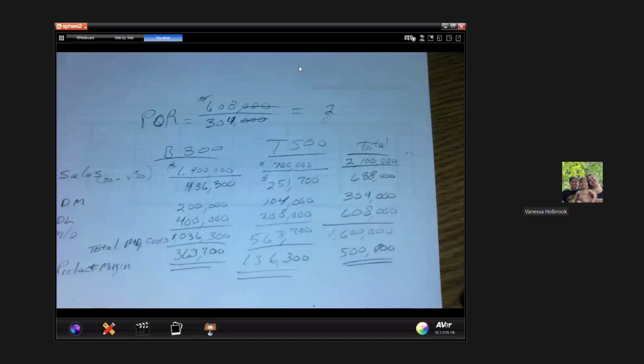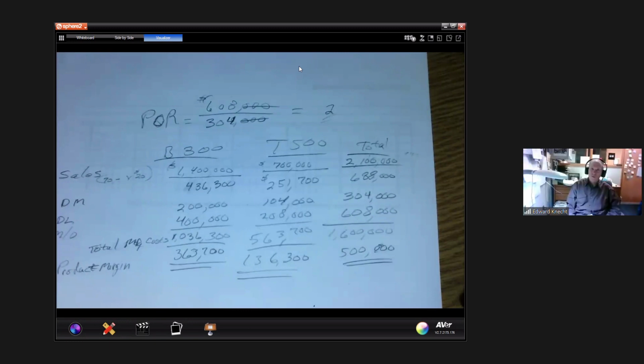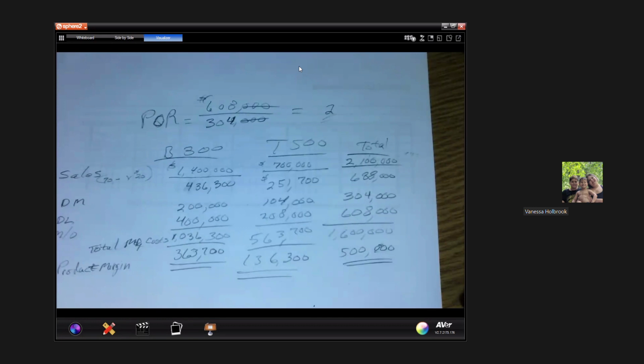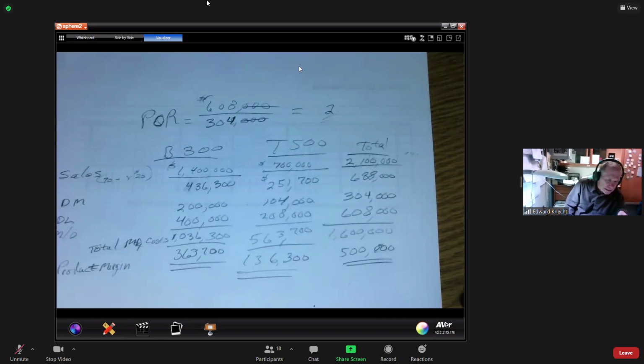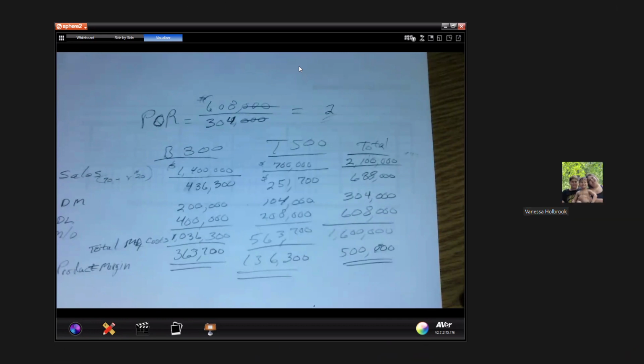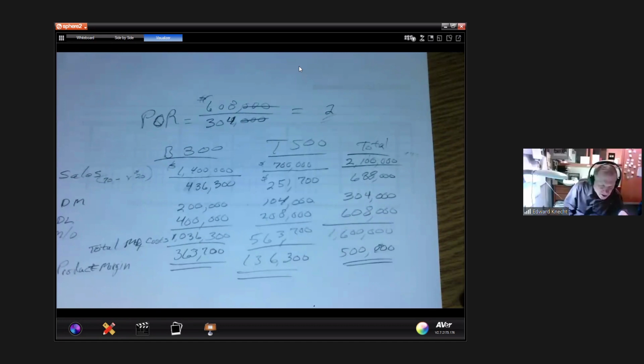So we're changing gears from the traditional approach to activity-based costing. But in this chapter, they want you to go back and do the traditional and see what difference we have. Now, let's see what the problem states. We're going to use Exhibit 711 as a guide. Compute the product margin for B300 and T500 under the activity-based costing system.